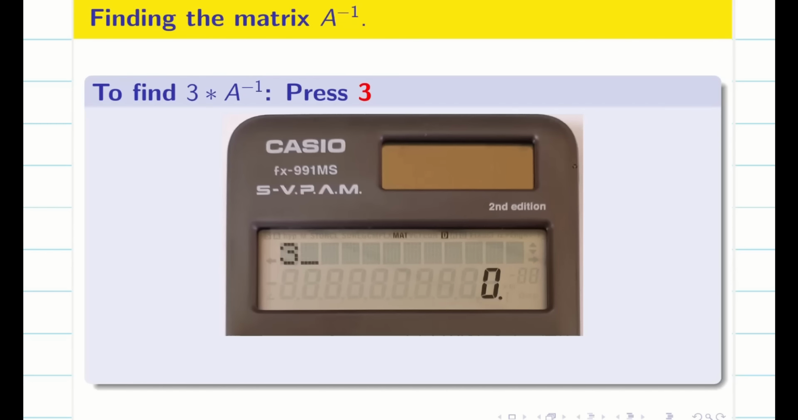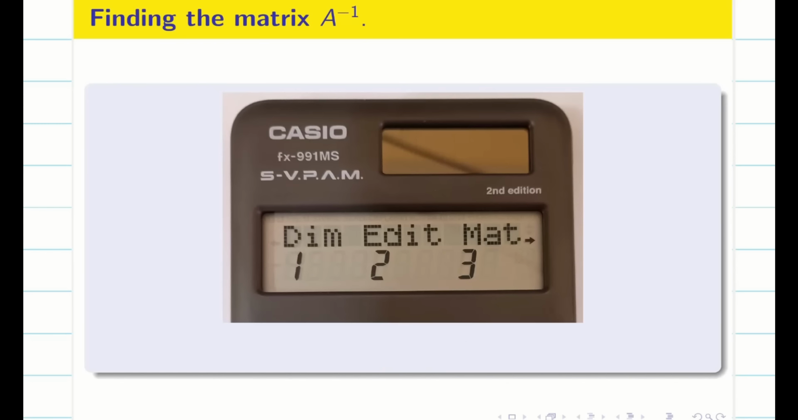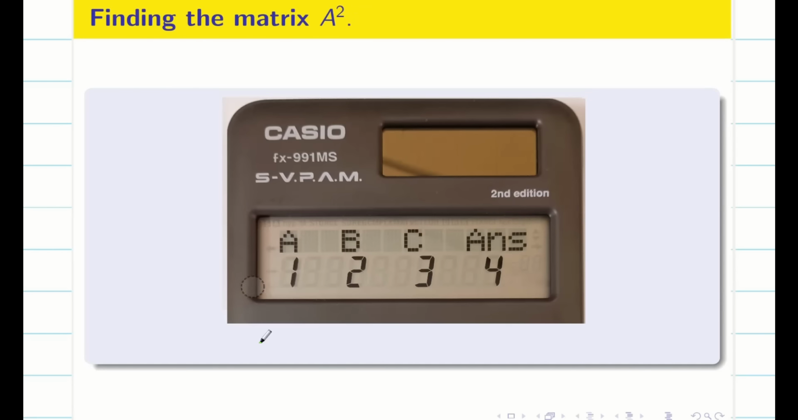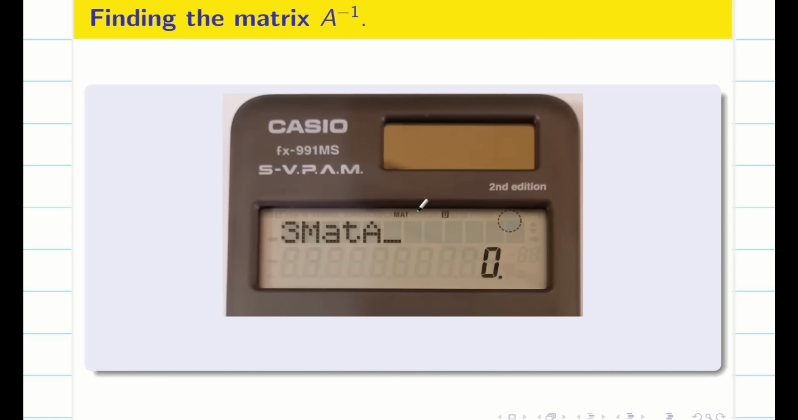Now to find 3A inverse, first we have to enter 3. So press 3 in your calculator and then press shift plus 4 to enter mat. So dimension will come. Now choose mat and then press 3. I have to choose matrix A always because I enter all the values in A. Then the calculator will show you 3 mat A.